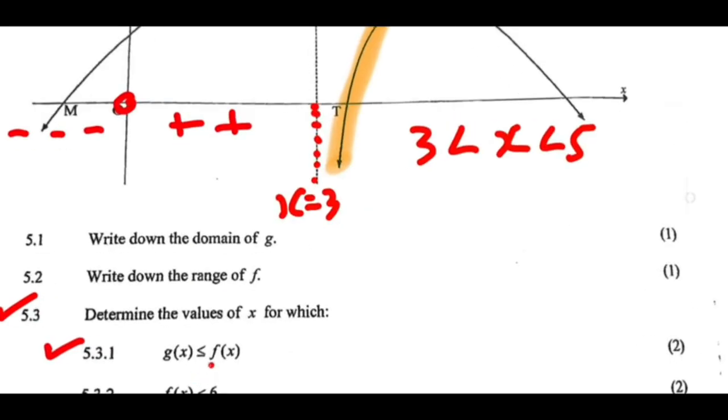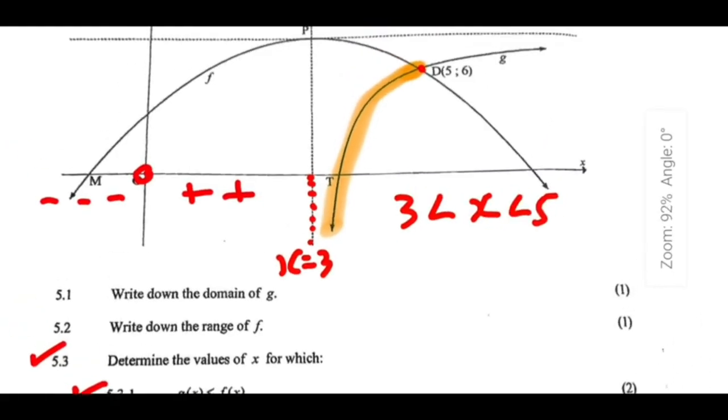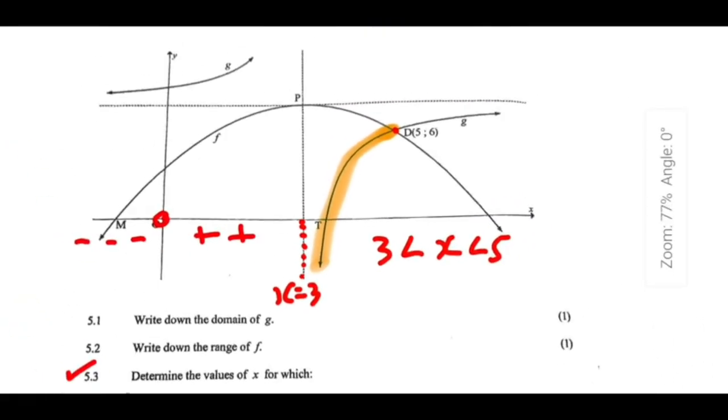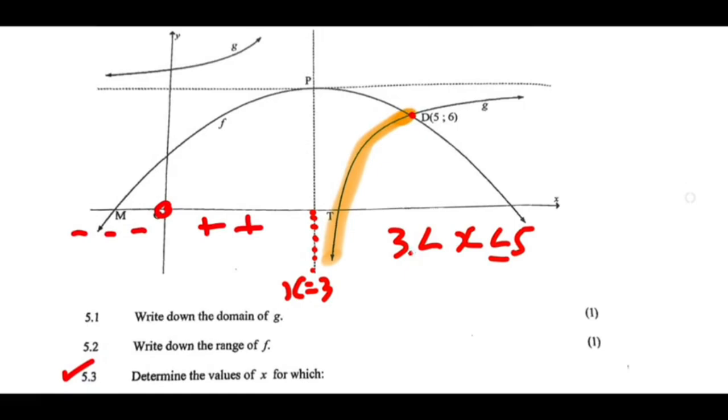But now look at the inequality, you can see the inequality is underlined. So 5 is included but 3 is not included. Why? Because 3 is an asymptote, so the graph cannot touch the asymptote. So this is my final answer.